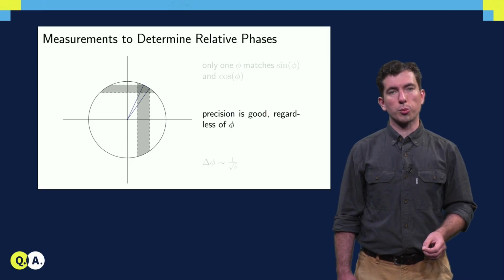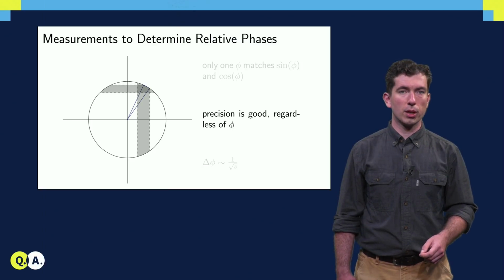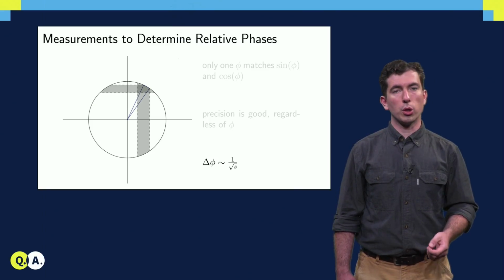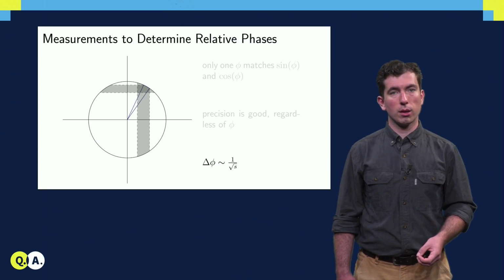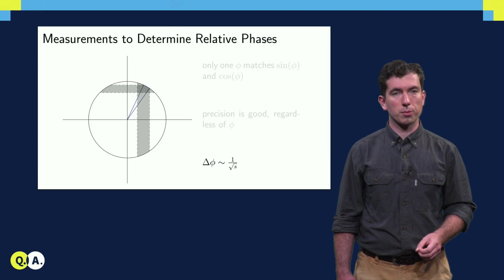Also, note that the precision of the estimate is independent of phi itself and remains the same as we travel around the circle. This precision, the width of the interval for phi, scales as 1 over the square root of s, where s is the number of measurements. Now that's all well and good, but you may wonder whether we can do better. We can, in fact, but first we'll have to consider a simplified case of phase estimation.